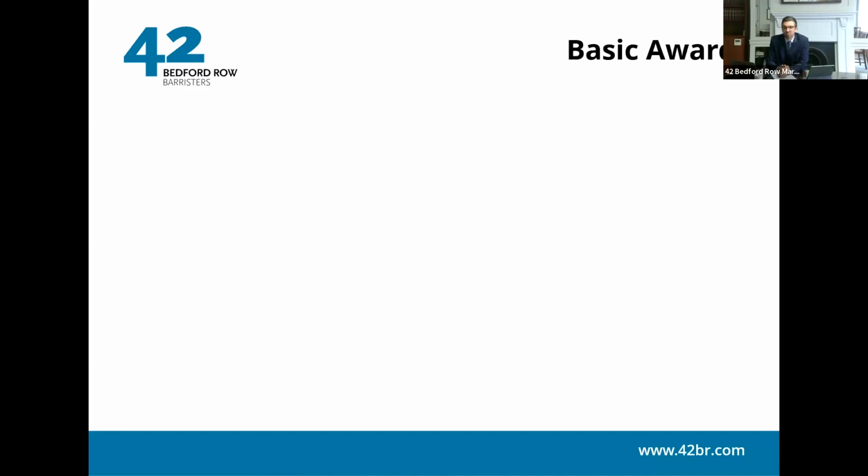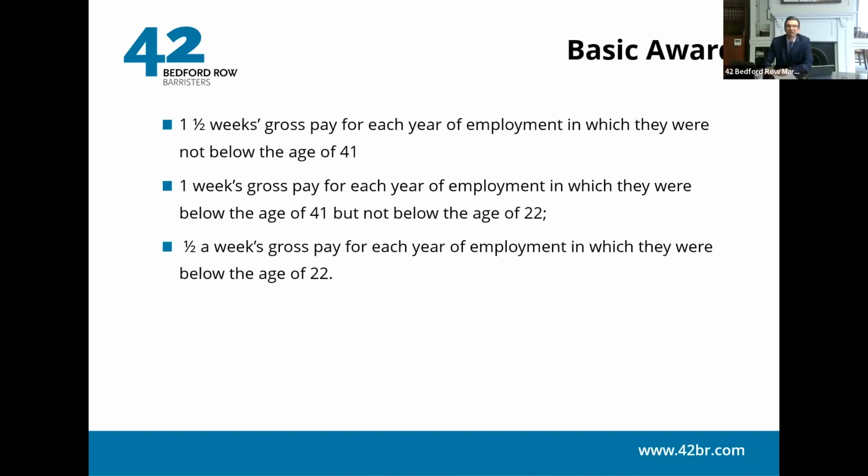So first, I'll consider the basic award, again, considering an unfair dismissal point. And the basic award is generally, in practice, the one that I see people get calculations correct on and setting out quite well. The standard process is set out here. You have 1.5 weeks gross pay for each year of employment not below the age of 41, 1 week for between 41 and 22, and then half a week's gross pay for each year of employment below the age of 22.